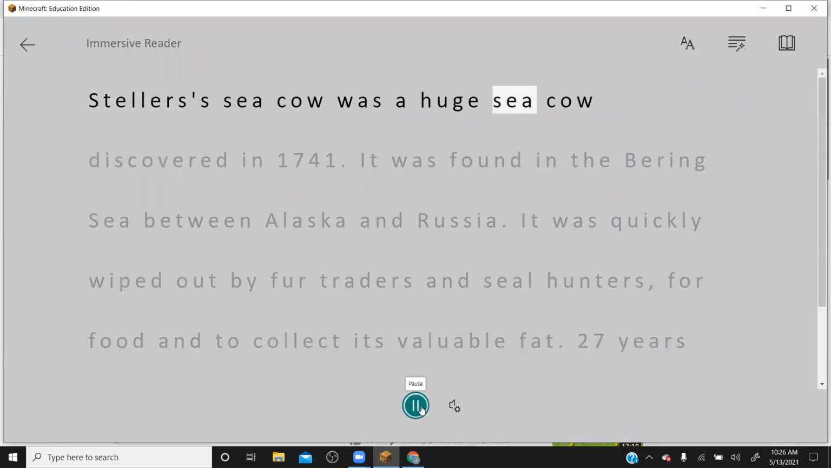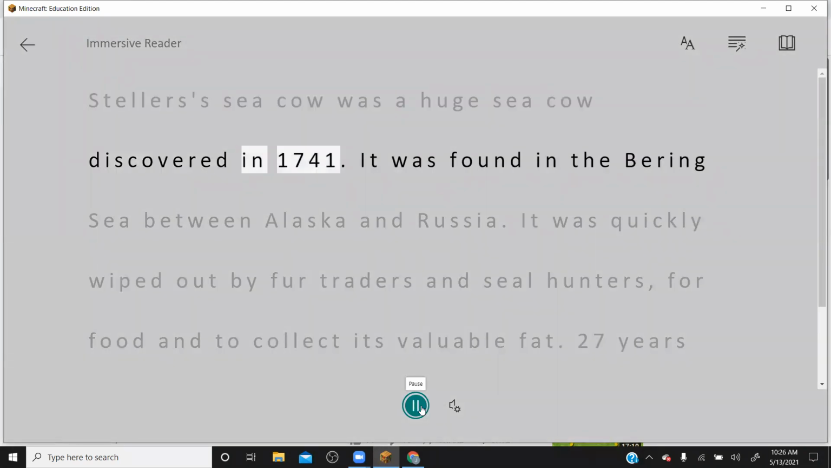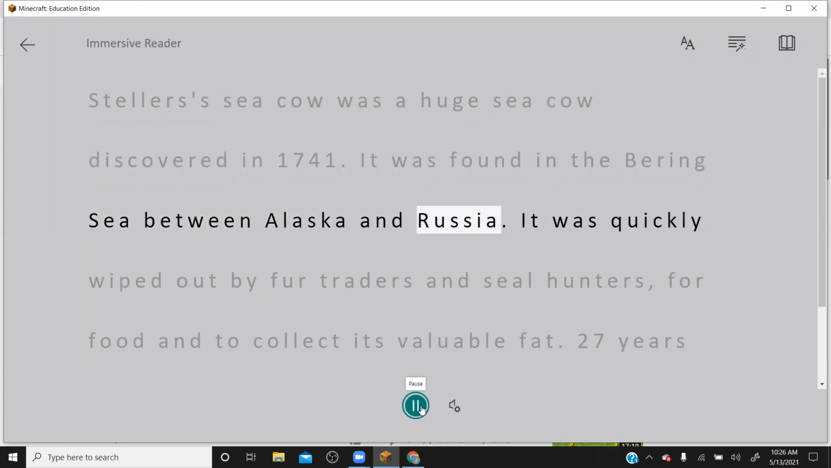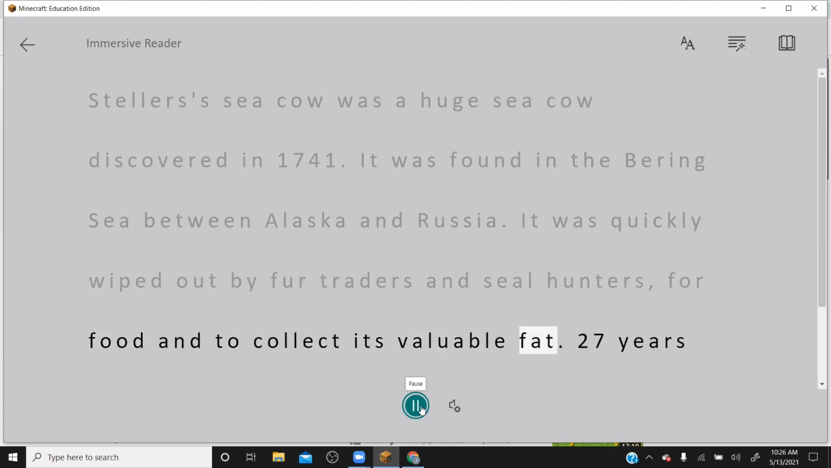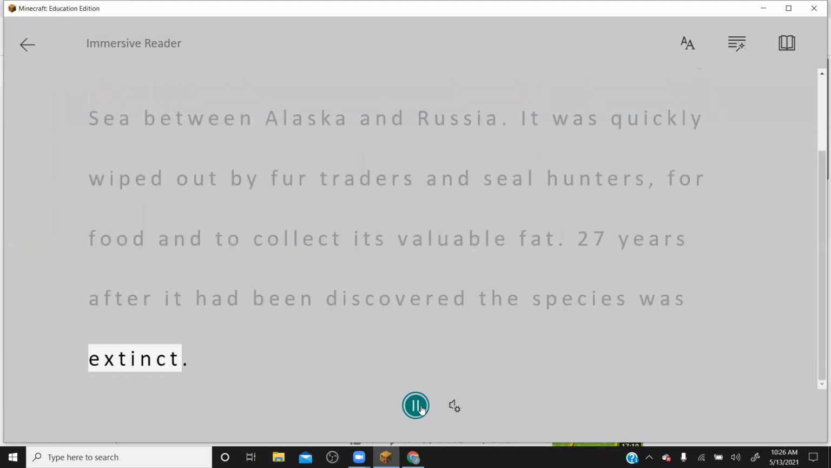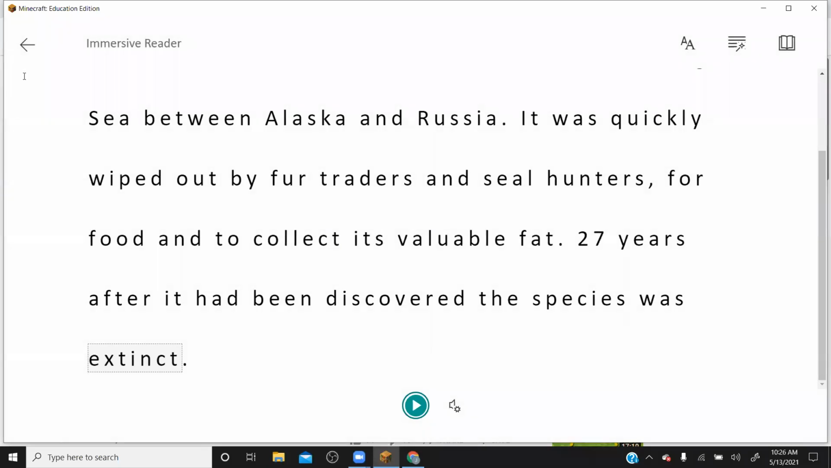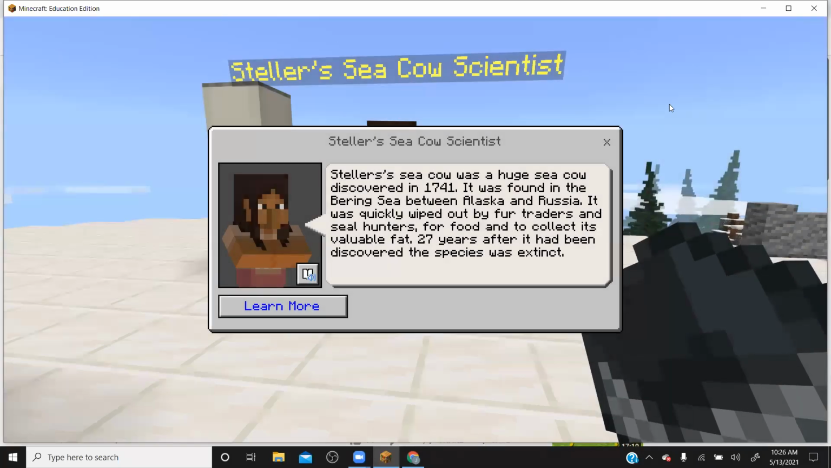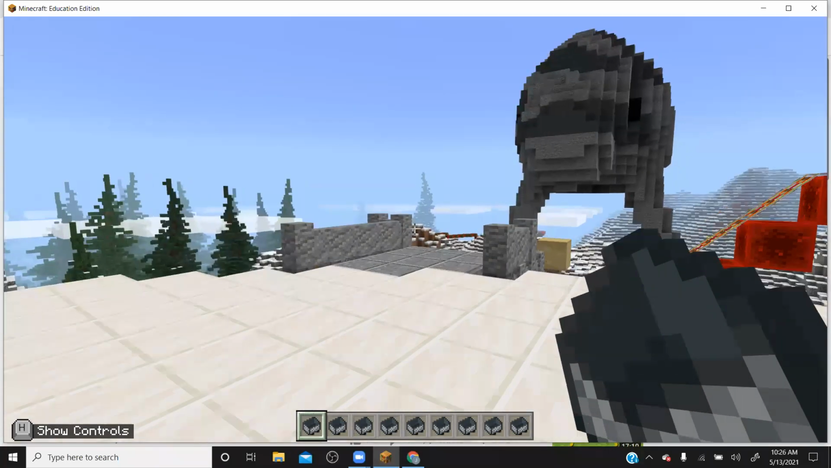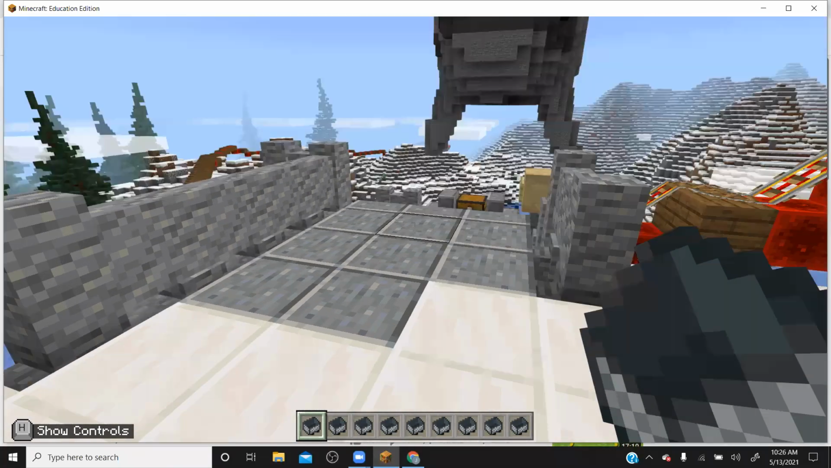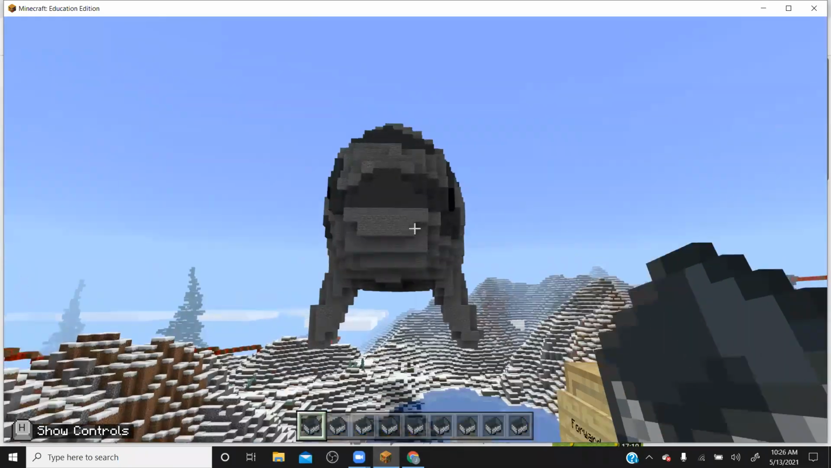Steller's sea cow was a huge sea cow discovered in 1741. It was found in the Bering Sea between Alaska and Russia. It was quickly wiped out by fur traders and seal hunters for food and to collect its valuable fat. 27 years after it had been discovered, the species was extinct. Wow, only 27 years. Highly valued for its skin, that fat, man. Didn't last long. Beautiful animal.